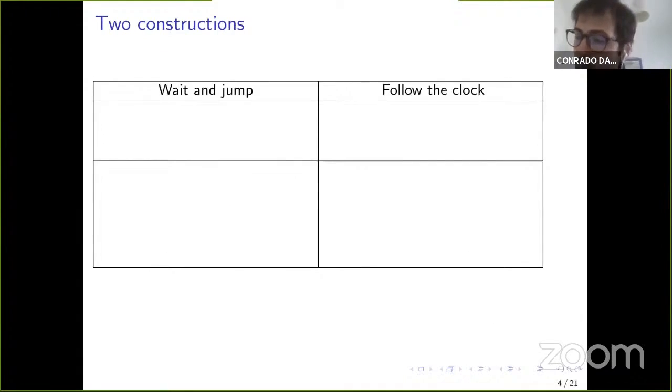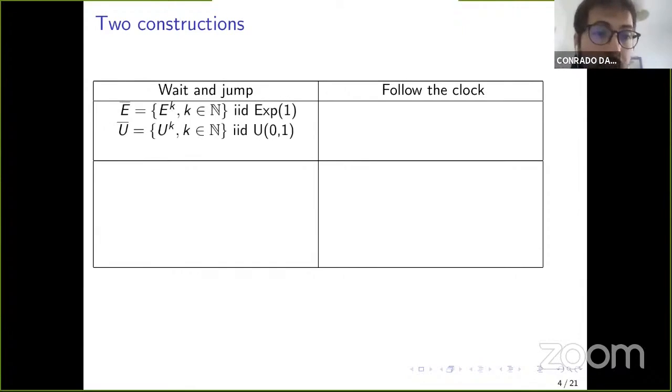I want to tell you how we construct these processes in time, because so far we were talking about the sequence, the chain of events. There are many interesting constructions. They give us different views on how these processes are assembled. I have separated, to begin with, two: the one that I call wait and jump, and the one that I call follow the clock.